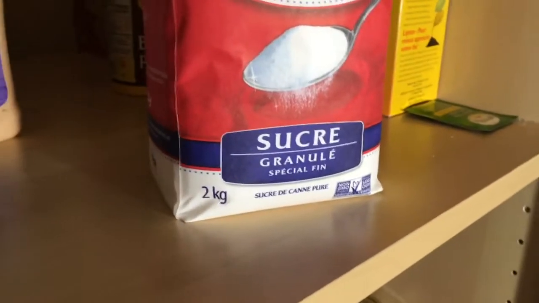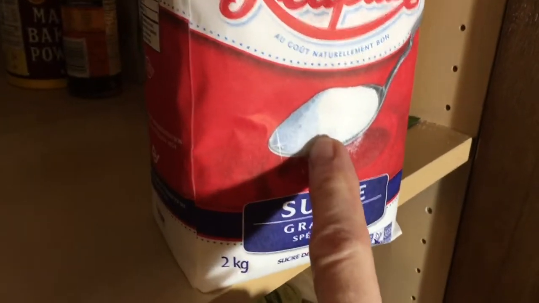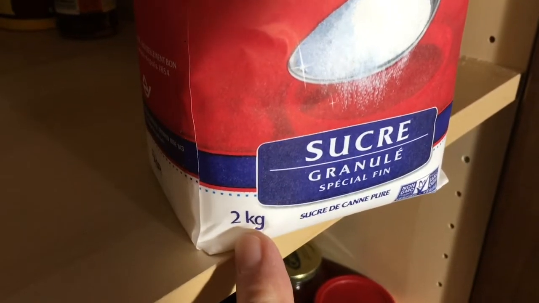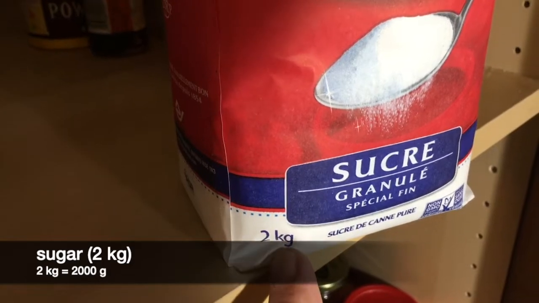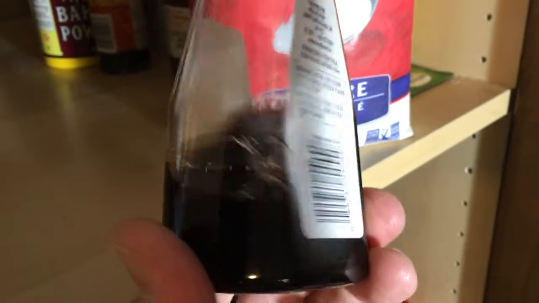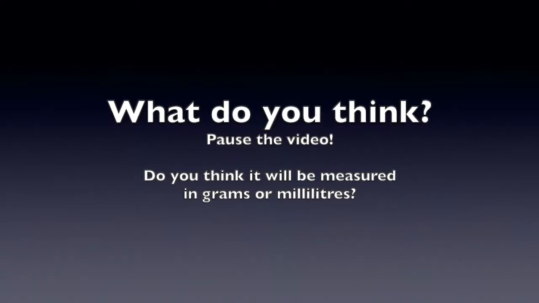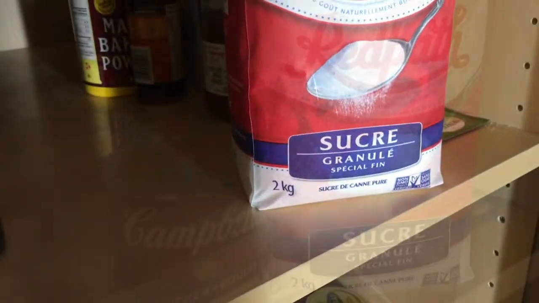Here's some sugar. You might have sugar at your house too. Sugar is a solid, it's little grains like sand, and it's not milliliters, it's measured with grams. So 2 kilograms, or 2,000 grams. Here's some more vanilla extract. It's pretty watery. What do you think it's going to be? Is it going to be measured with grams or milliliters? It's measured with milliliters because it's very watery.